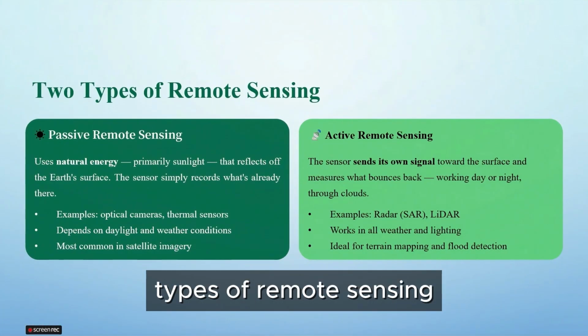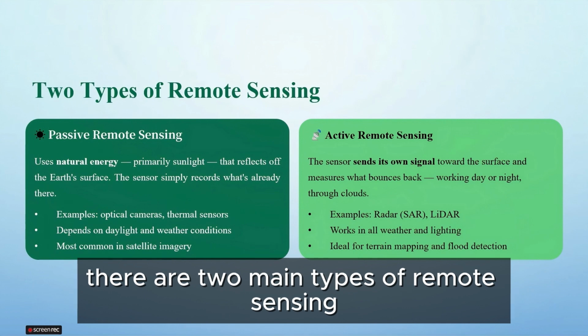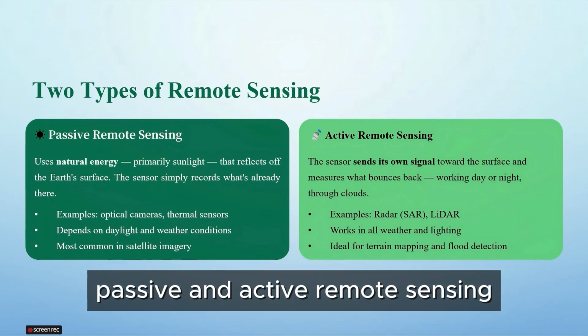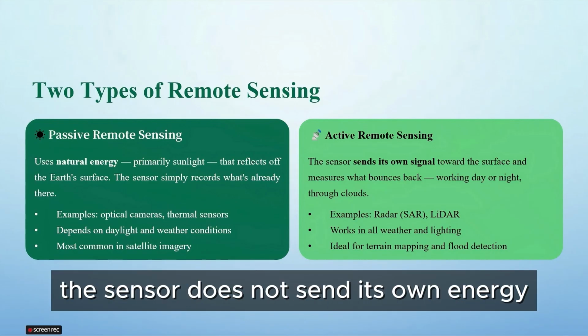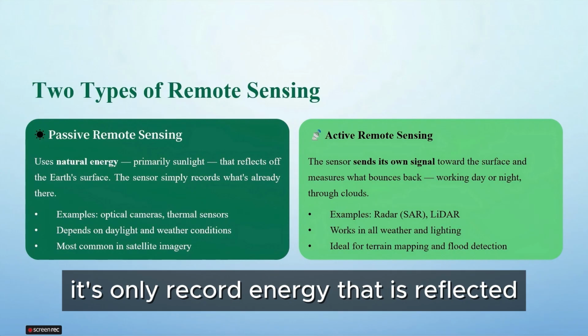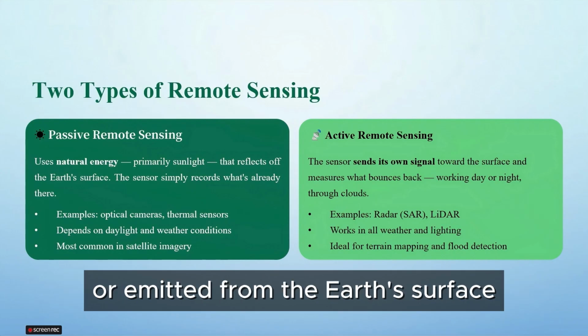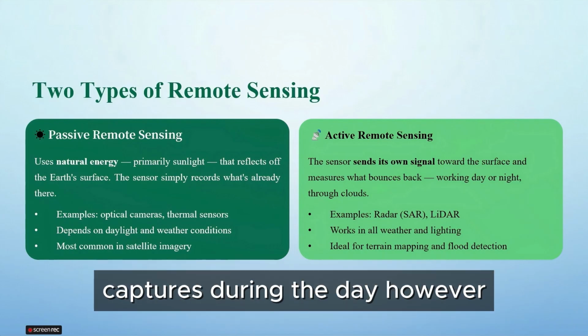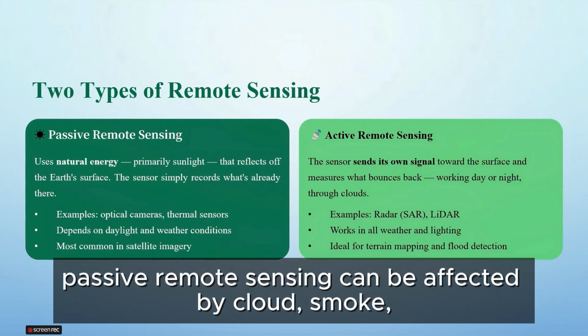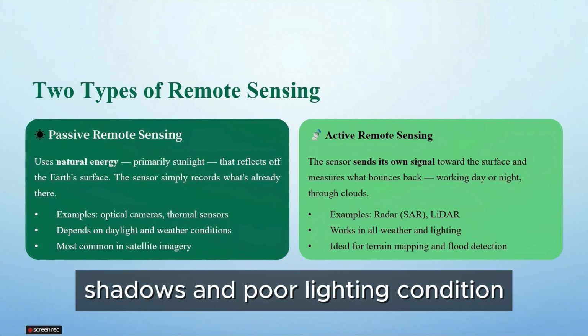Types of remote sensing. There are two main types of remote sensing: passive and active. Passive remote sensing uses natural energy, mainly sunlight. The sensor does not send its own energy. It only records energy that is reflected or emitted from the Earth's surface. A good example is optical satellite imagery captured during the day. However, passive remote sensing can be affected by clouds, smoke, shadows, and poor lighting conditions.